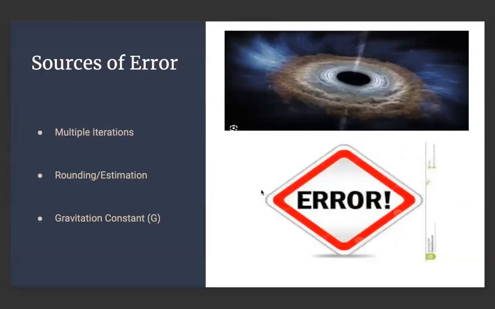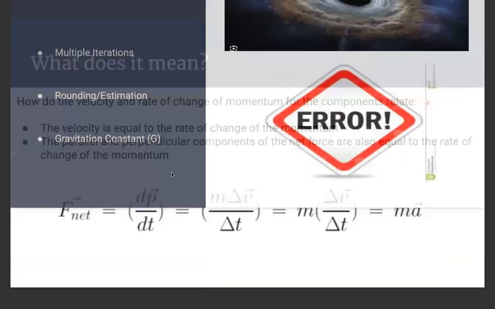The same sources of error persist here as they did in part 1 of the experiment, as we are taking multiple iterations, along with the rounding and estimation errors that result from the multiple iterations, and the fact that the gravitational constant is being rounded instead of using the entire number.